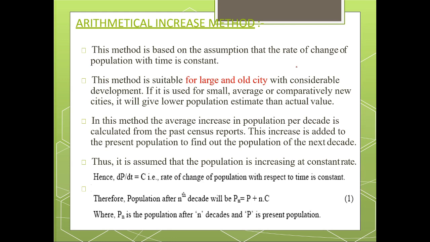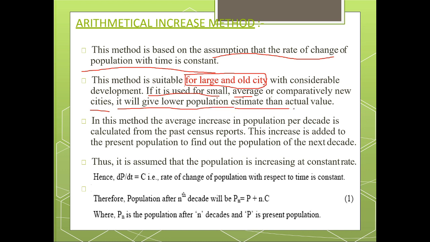Let us take one problem. First of all, what is meant by arithmetical increase method? In this method, it is based on the assumption that the rate of change of population with time is constant. Here you should keep it in your mind. This method is suitable for large and old cities which have considerable development. It is not used for small, average or comparatively new cities. It will give lower population estimate than the actual value.